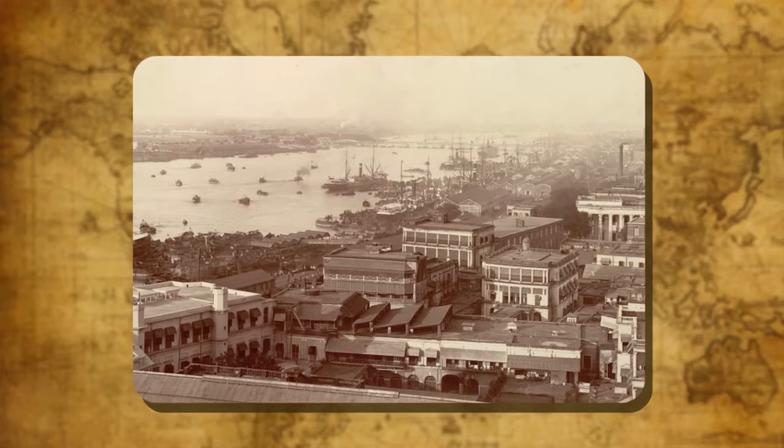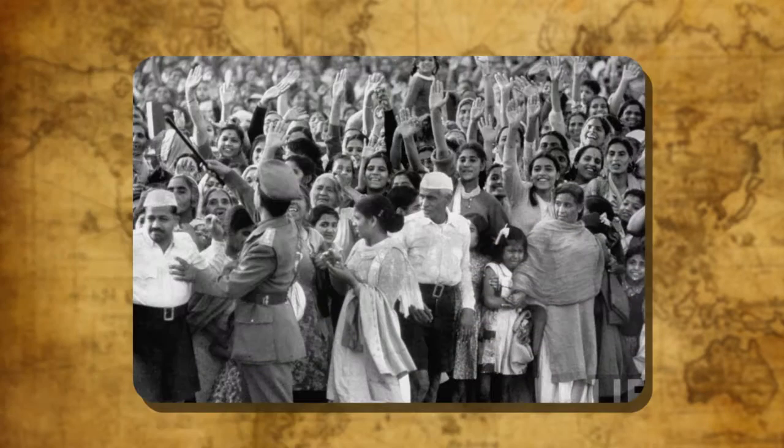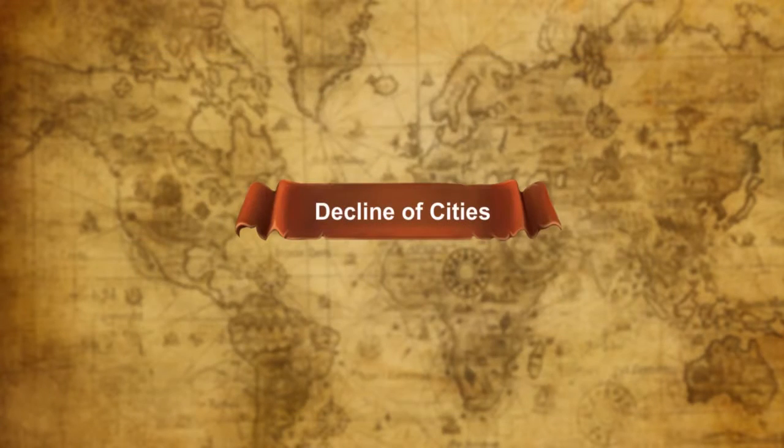Calcutta by this time had become the premier city of India with a population of nearly 8 lakh. And while the pre-British cities showed a marked decline in population, the British cities of Calcutta, Bombay, and Madras showed remarkable growth. Decline of cities.